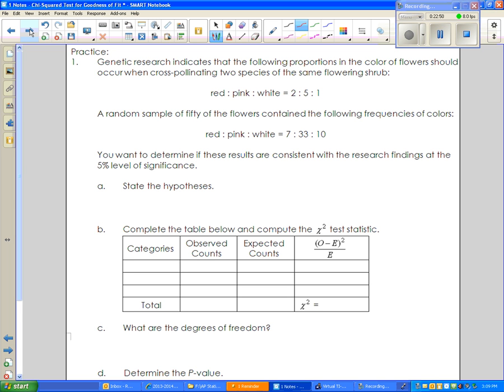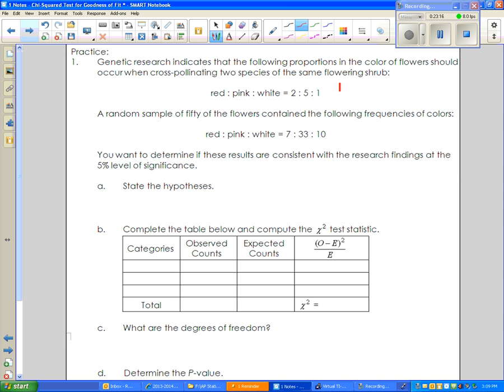So in this first example, it says genetic research indicates that the following proportions in the color of flowers should occur when cross-pollinating 2 species of the same flower shrub. So we're told that the ratio of red to pink to white flowers should be 2 to 5 to 1. So when we're dealing with ratios, you do need to sort of convert them into a fraction or a percentage. So if you add up all these values, so 2 plus 5 plus 1, that gives us 8.